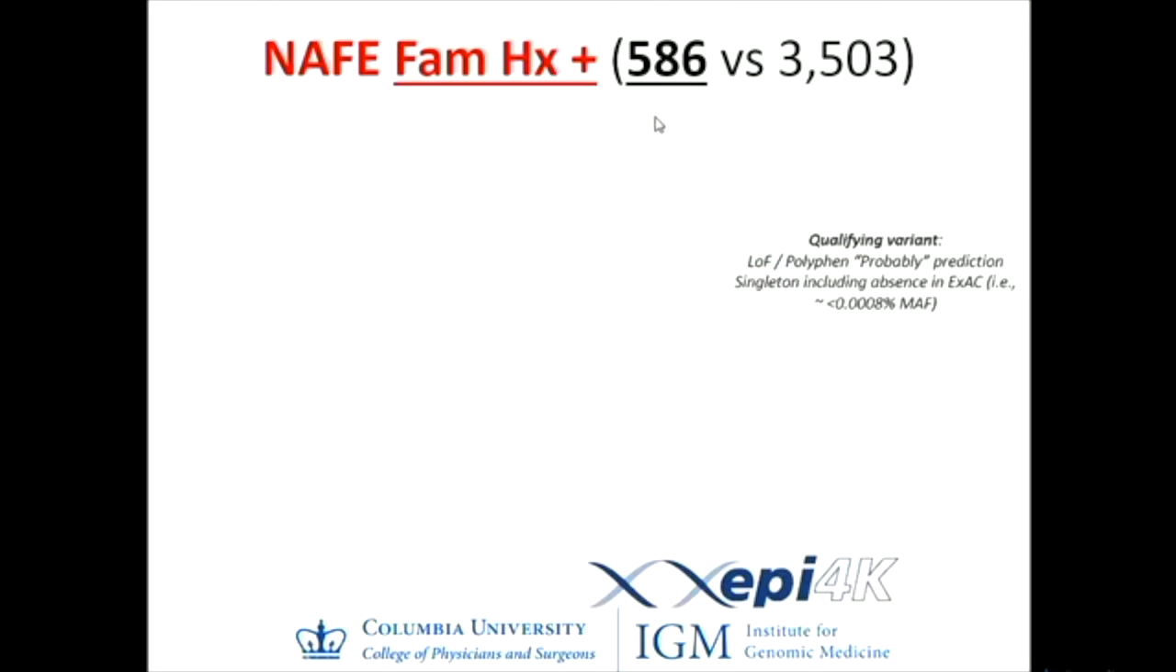We've also looked at this in a number of other diseases. I'm just going to present one more recent one, which is a public paper that's currently in preparation. This is based on non-acquired focal epilepsies with a family history. So here we only have 600 samples, and we have about 3,500 controls. And the qualifying variant criteria here are looking specifically for variants that are predicted to be loss of function or probably pathogenic by PolyPhen, and also variants that are singletons, including the exact reference cohort. So this allows us to get down to a frequency below around 0.001%. So we're getting pretty far down the frequency spectrum.